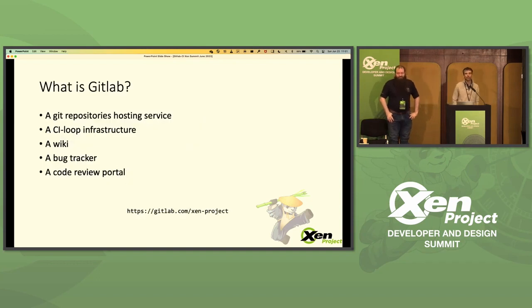First of all, I want to disambiguate and be clear about this, because GitLab is many things to many people. It's a Git repository hosting service. It's, of course, a CI loop infrastructure, but it's also a wiki, a bug tracker, a code review portal, and more. I'm only talking about the CI loop. I'm not interested in the other features. If GitLab repositories come up as part of this discussion, it's only for the sake of triggering CI loop jobs. This is not about tickets or code or any other reason. It's only the CI loop infrastructure.